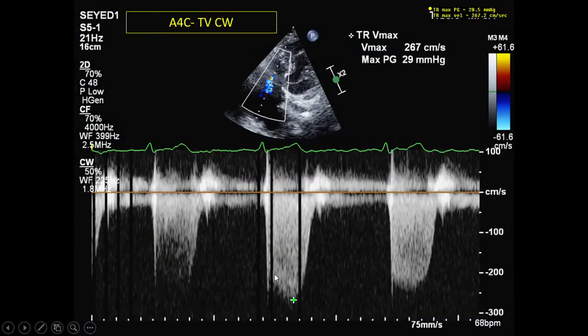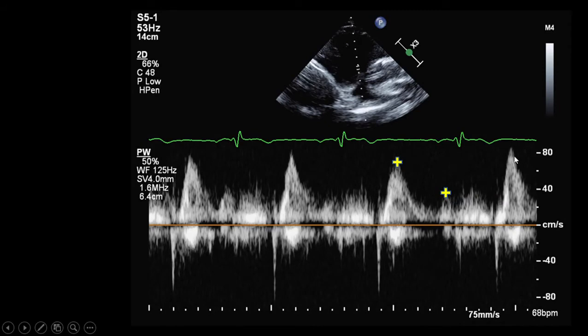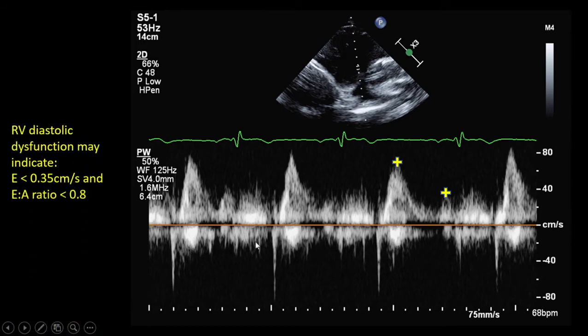And now look at how much difference. In the previous image the maximum pressure gradient was 22. Here it is 29. Then, as I said, if we are dealing with a right ventricular problem, it's better to do pulse Doppler on the tricuspid valve too. If E is less than 0.35 centimeter per second, or the E to A ratio is less than 0.8, most probably we have some kind of right ventricular diastolic dysfunction.